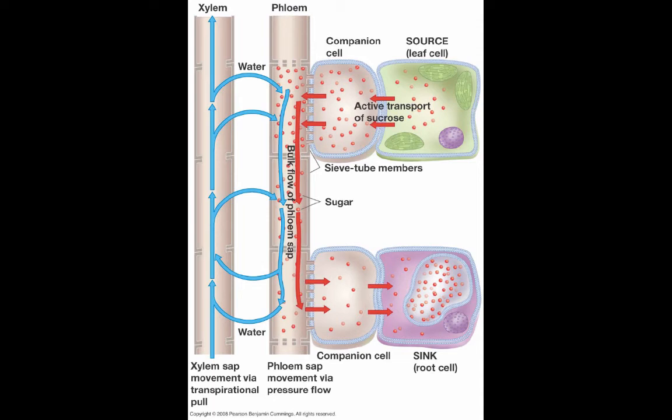The sink cell has a root cell here, but that could just as easily be a baby leaf or any other growing tissue, right? Because any tissue that can't support itself has to be a sink, has to rely on the photosynthetic capacity or the photosynthetic storage capacity of some source.